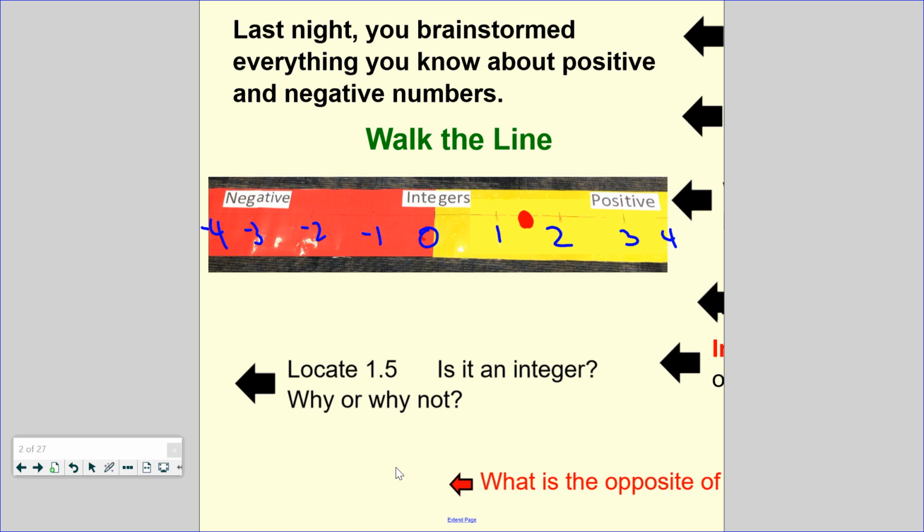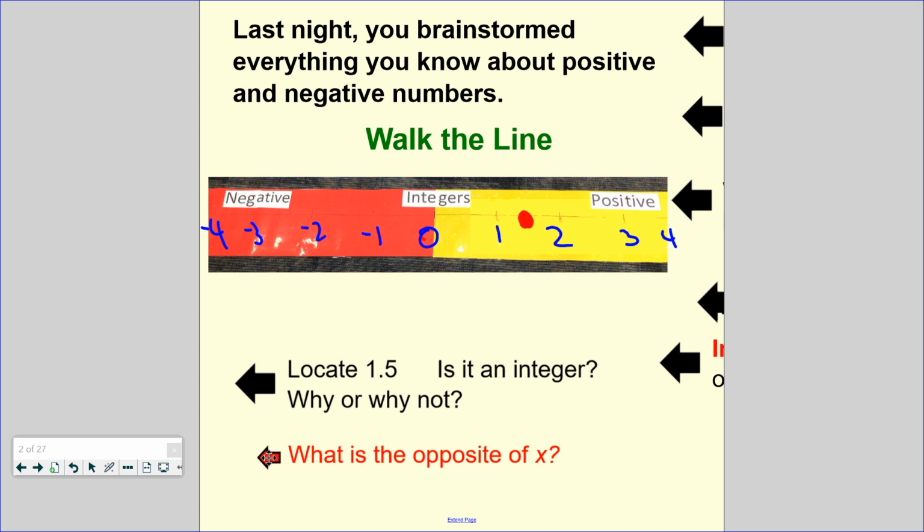Here's a trick question, thought-provoking. What is the opposite of x? X is a variable. A variable is a symbol, usually a letter, like X, Y, or Z, or it could be any symbol that represents a number. So what's the opposite of x? Negative x. So if x was 8, the opposite would be negative x, or negative 8. If x was negative 10, the opposite would be 10, or x. So the opposite of x is negative x.